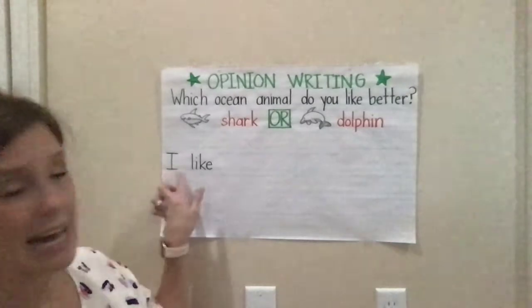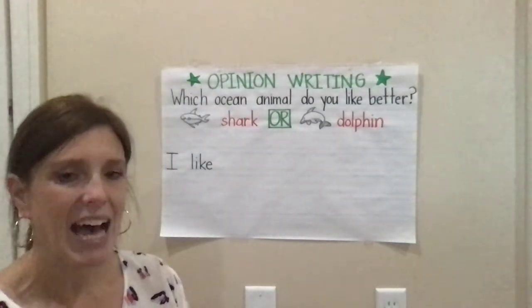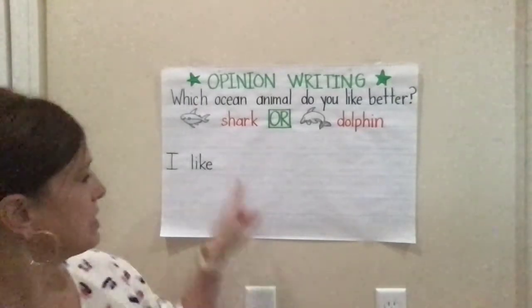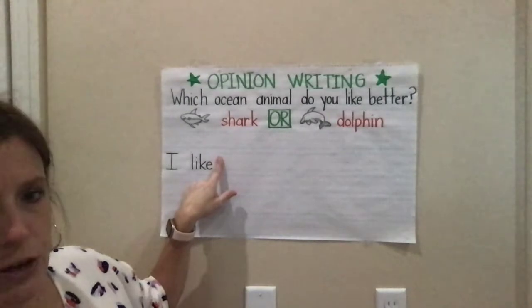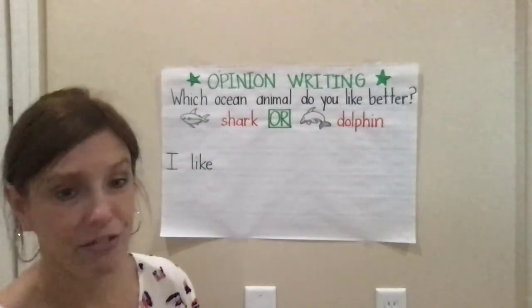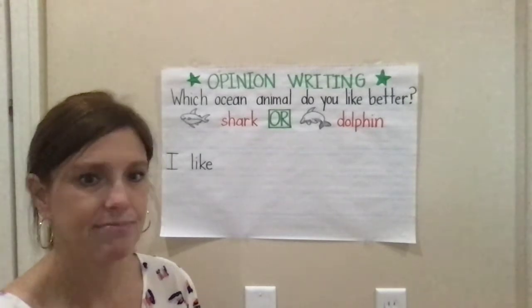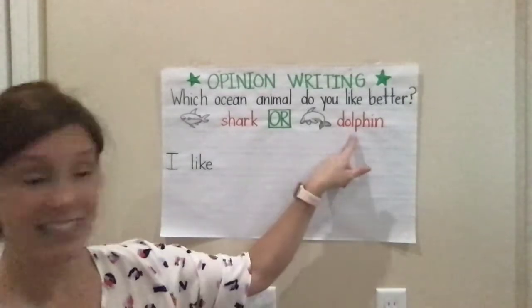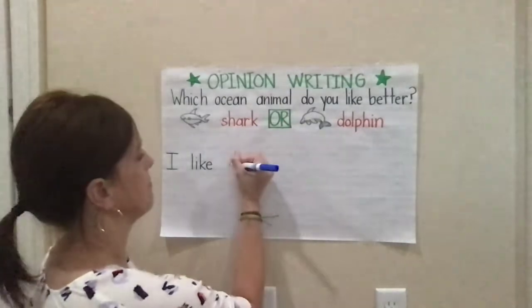I have already I like. So my next word is going to be dolphin. But I have to put a space between my words, just like I have here. I have a finger space. I'm going to need a finger space here, and my next word is going to be dolphins. Can anybody tell me how I can spell it or where I can find it? That's right. It's right here. So I'm going to copy that word so that I don't have to worry about spelling it.